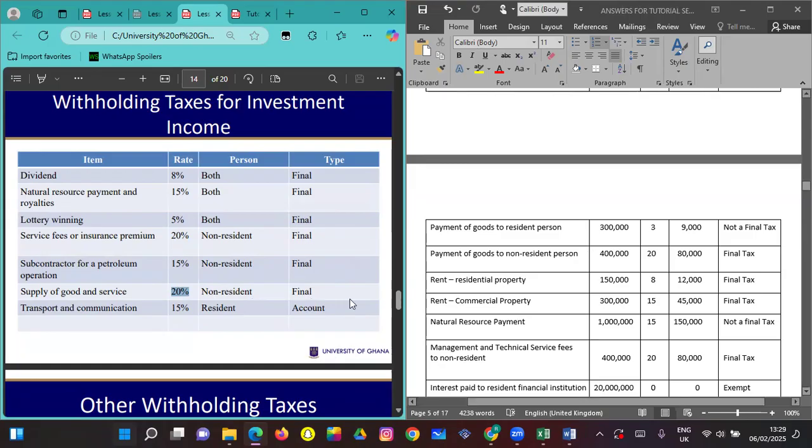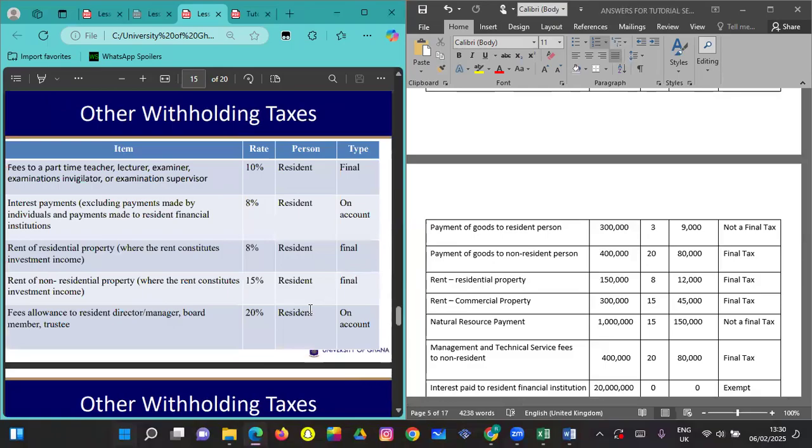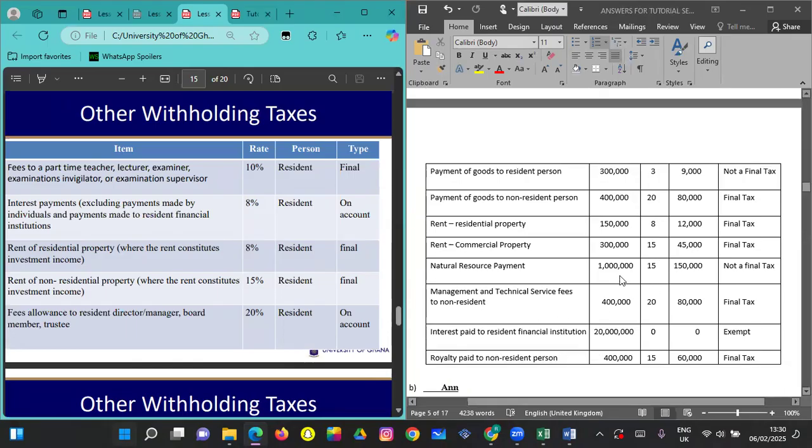Rent, residential is 8% final. Non-residential or commercial is 15% final. Right, this is it. Natural resource payments is also 15%, and it is not final.